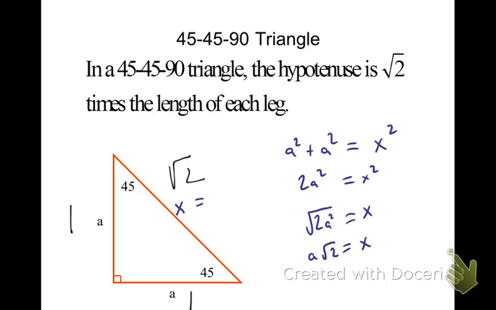And so that means we know if the A is 4, then the hypotenuse would be 4 times radical 2. If the A is radical 3, then the hypotenuse would be radical 3 times radical 2, or radical 6.